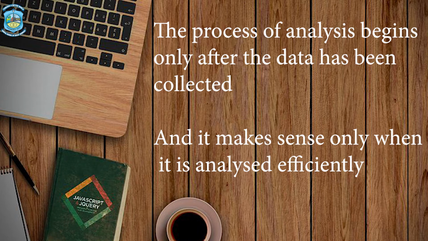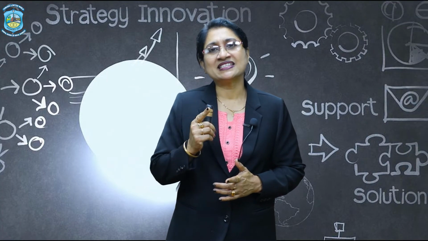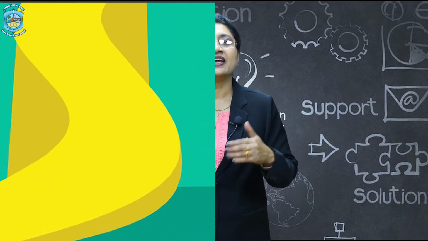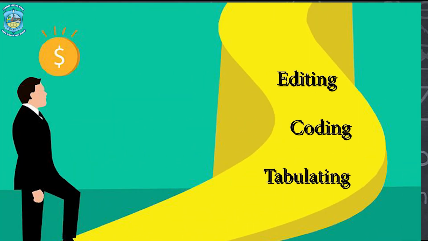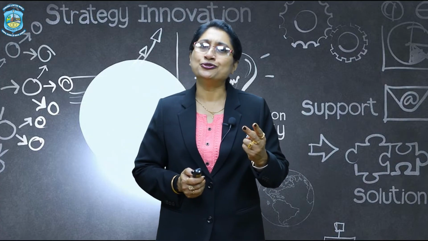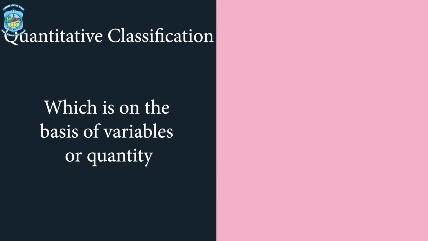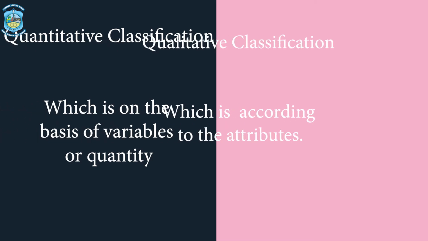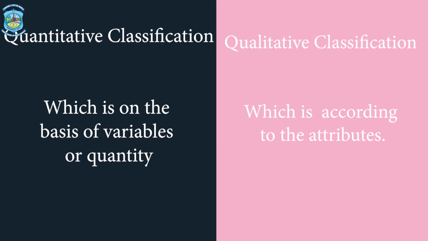The process of analysis begins only after the data has been collected, and it makes sense only when it is analyzed efficiently. The basic steps involved for any primary data analysis are editing, coding and tabulation. Data can mainly be classified into two types: the quantitative classification, which is on the basis of variables or quantity, and the other is qualitative classification, which is according to the attributes.